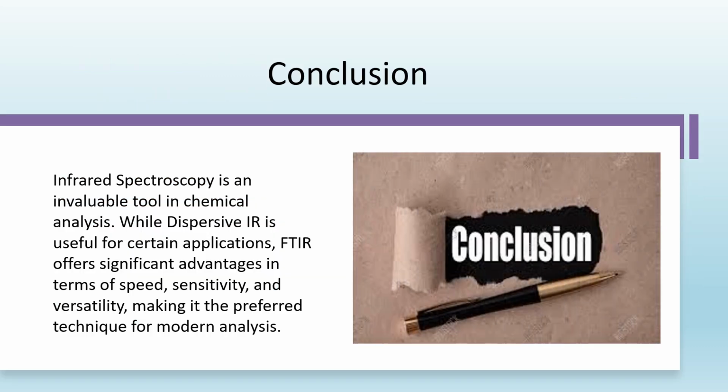Infrared spectroscopy has proven to be an invaluable tool in chemical analysis, offering deep insights into molecular structures and compositions. While dispersive IR spectroscopy is still useful for certain specialized applications, it does come with its limitations, such as slower speed and lower sensitivity. On the other hand, FTIR spectroscopy stands out as the preferred technique for modern analysis. It's faster, highly sensitive, and incredibly versatile, allowing it to adapt to the demands of research, industry, and beyond. With its ability to provide reliable and efficient results, FTIR continues to revolutionize the way we approach chemical analysis, making it an essential tool in today's scientific landscape.